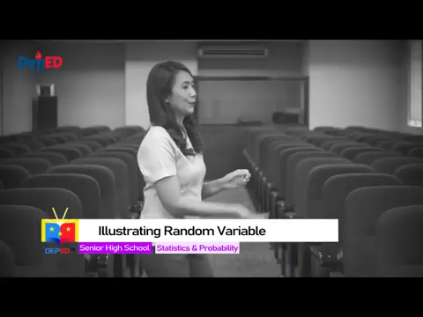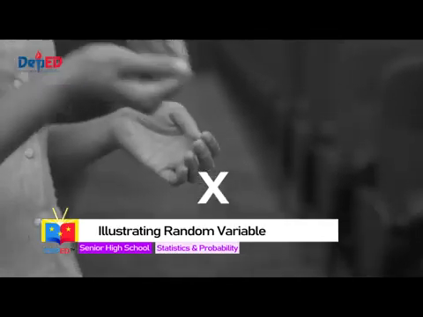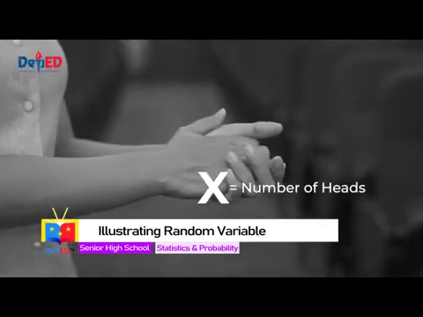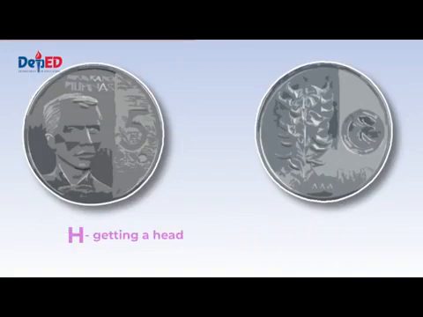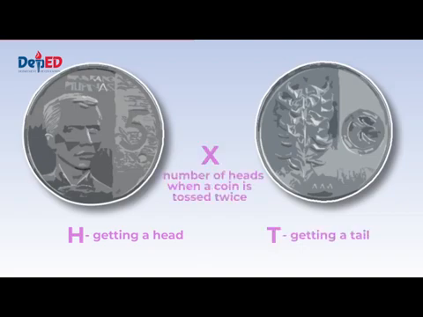Another example of a random variable is the number of heads acquired when a coin is tossed twice. Let's represent getting a head as H and getting a tail as T. Note that the random variable X is the number of heads when a coin is tossed twice. Do you want to try this activity? Kindly get a coin and let's try this activity.